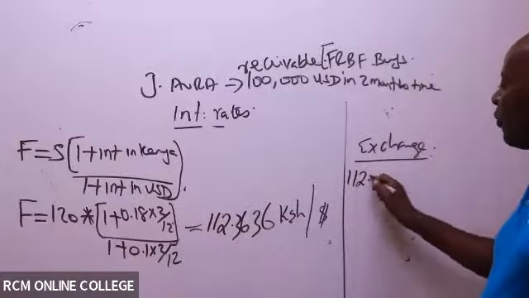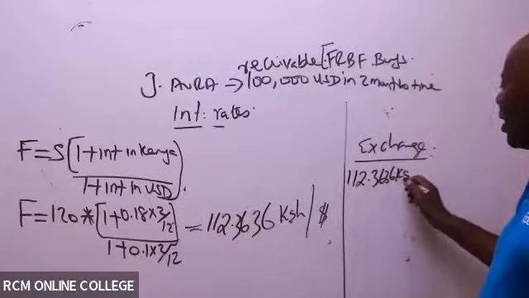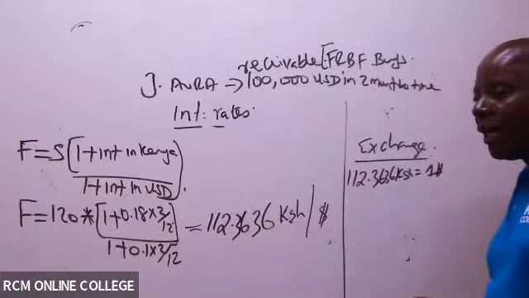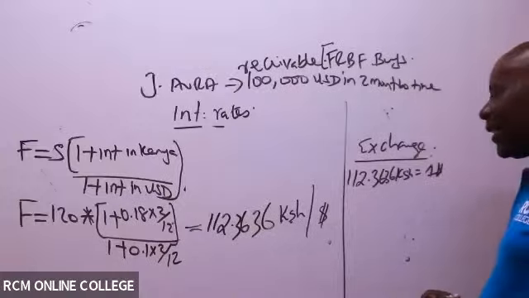You can see 112.3636 Kenya shilling equals $1. Yeah, Mary is now being taught by her son. Very good.